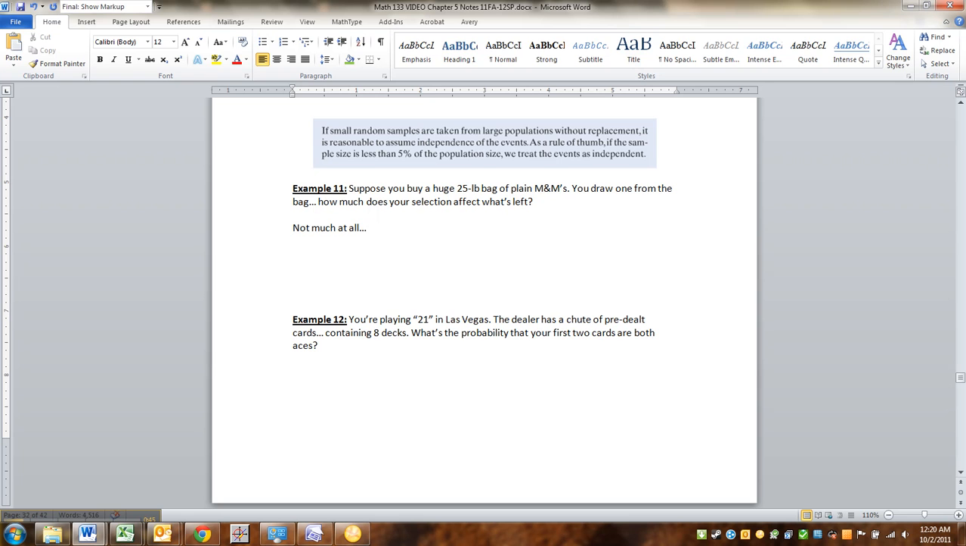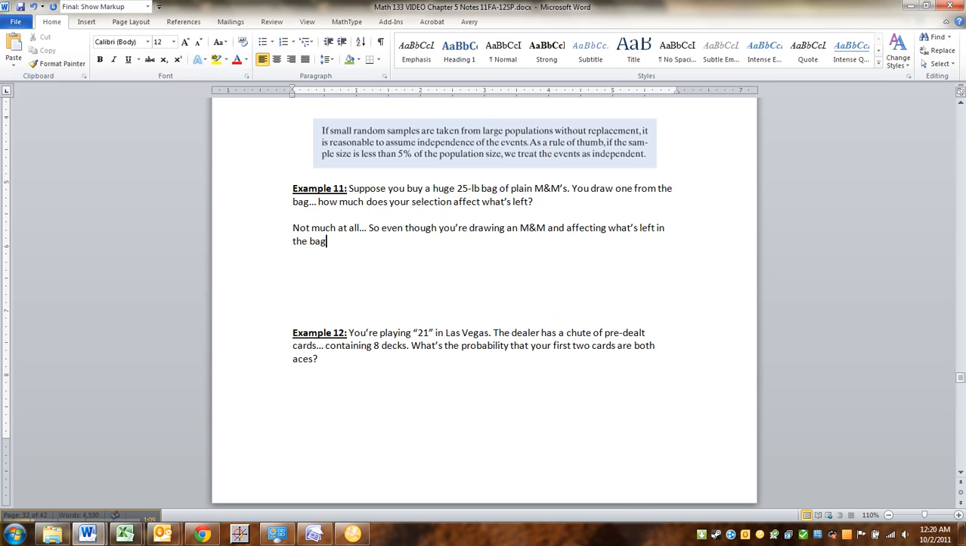So even though you're drawing an M&M and affecting what's left in the bag, it's by so small an amount that we can just ignore it.